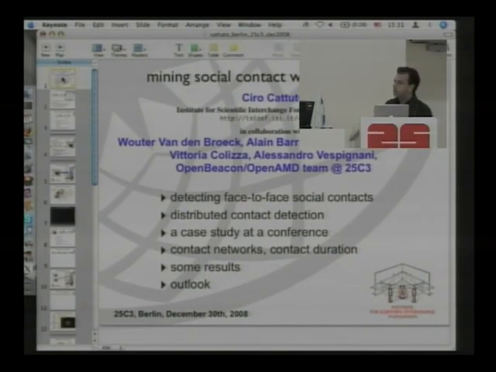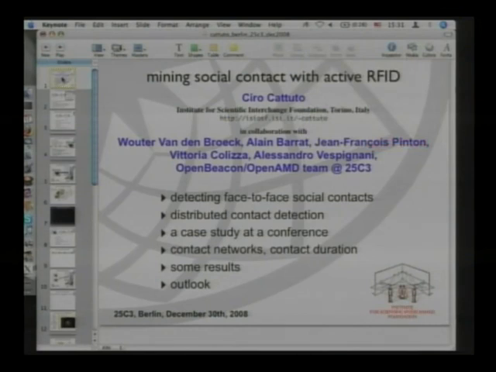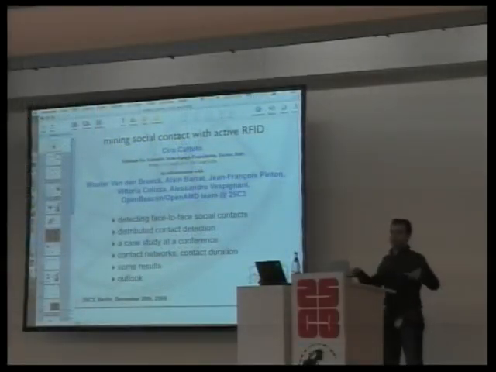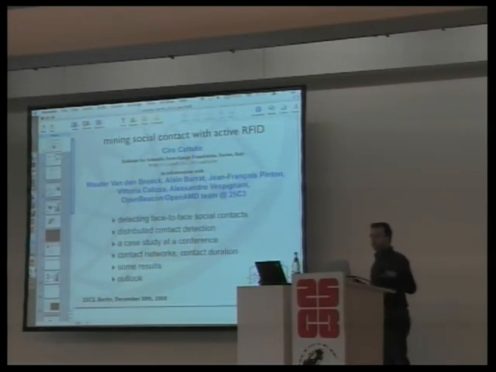Very briefly, this is the outline of the next 20 minutes. I will show you how we can modify the platform developed by Milosch and his team in order to reliably detect face-to-face social interactions. And then I will show you what kind of results you can get by focusing on a couple of small-scale conferences that we studied back in Italy. And I will show at the end some very early, very preliminary results regarding the experiment, which is currently running here at 25C3. If you have any questions, feel free to interrupt me at any time. I enjoy that.